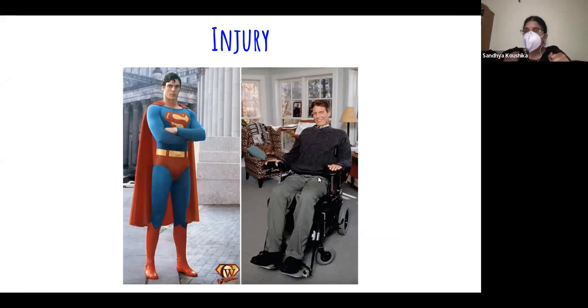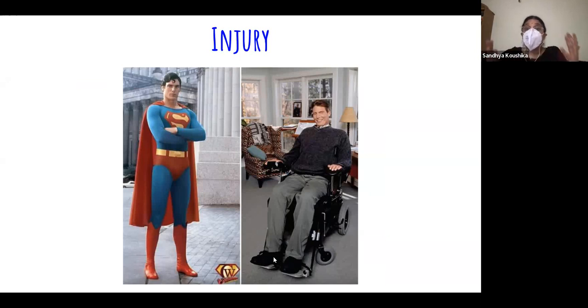What ended up happening with him is he rode a horse, he fell on his neck, and he injured it. His neck nerves got damaged severely, such that after that he was stuck in a wheelchair and couldn't move around.